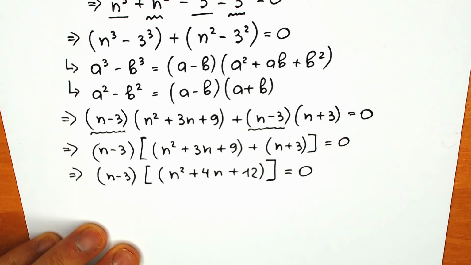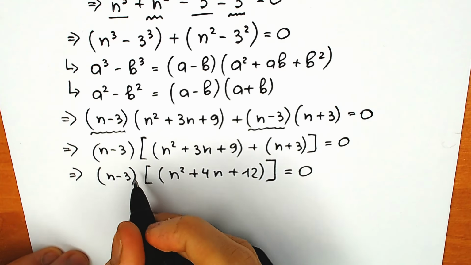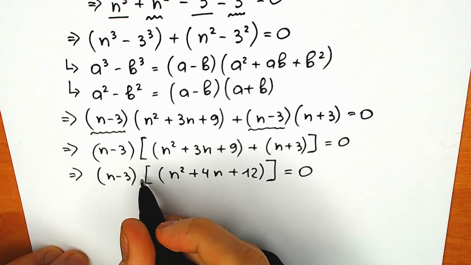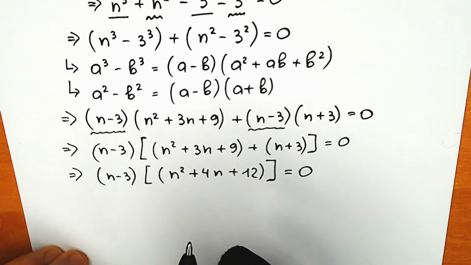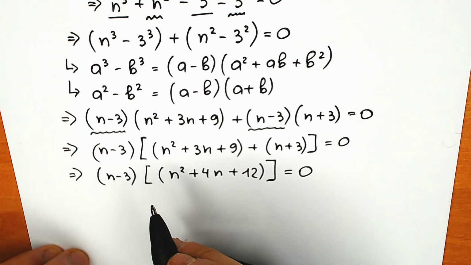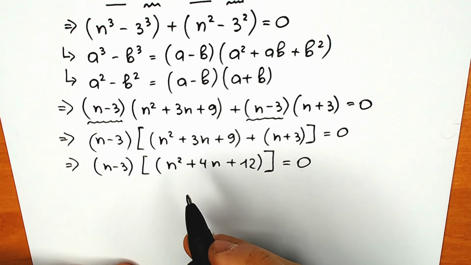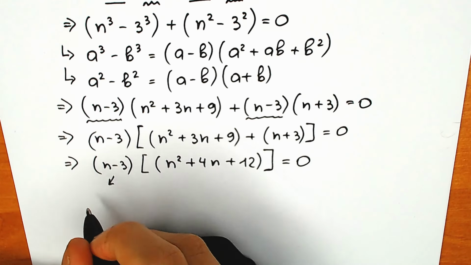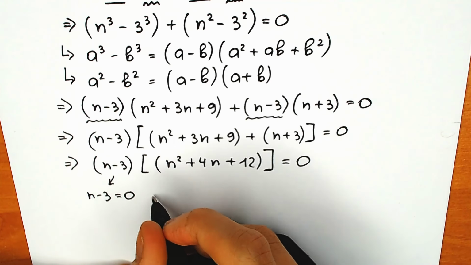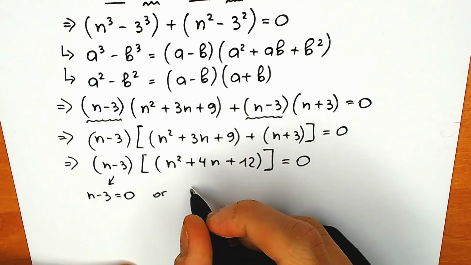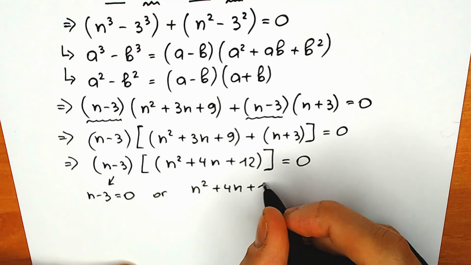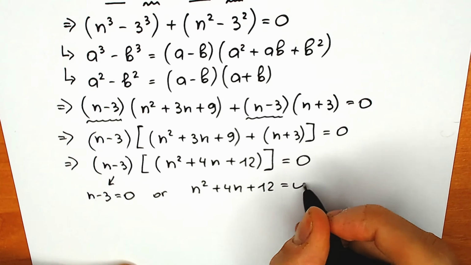Right now we have a product of 2 parentheses. I hope you understand it. We have 2 parentheses, this one and this one. And a product of two parentheses equal to 0 when the first parenthesis is equal to 0, so n minus 3 equal to 0, or the second parenthesis is equal to 0, this one, n squared plus 4n plus 12 is equal to 0.